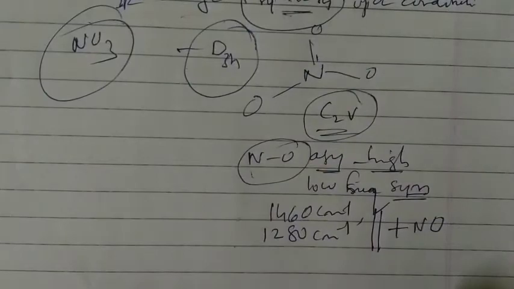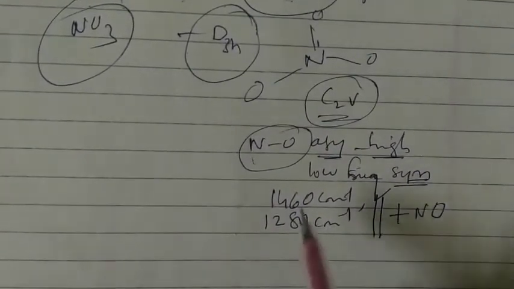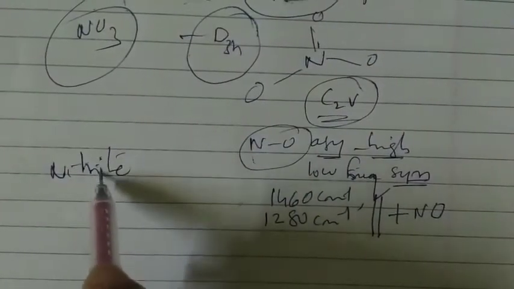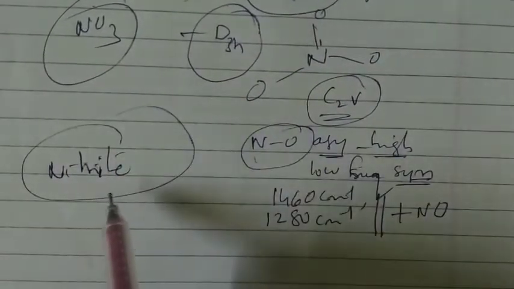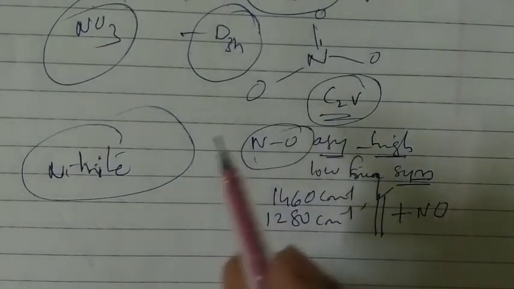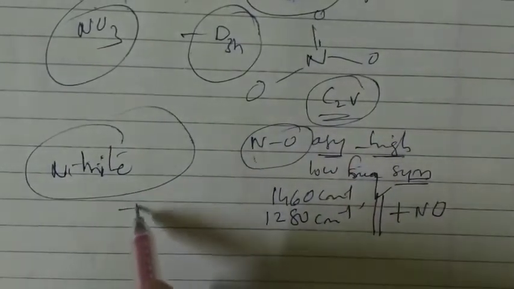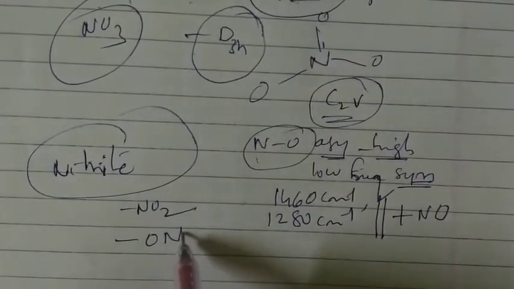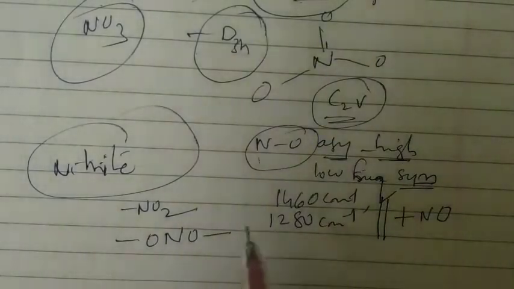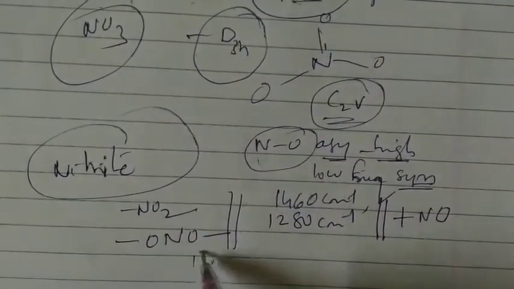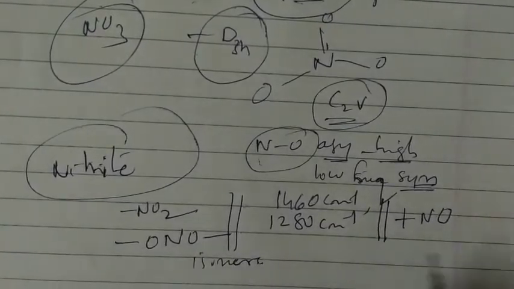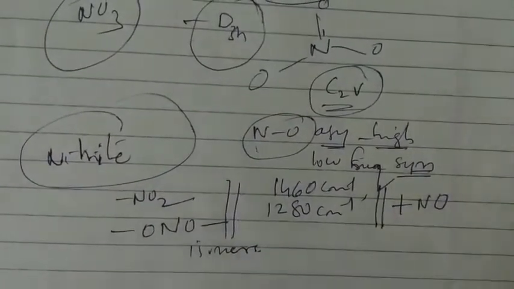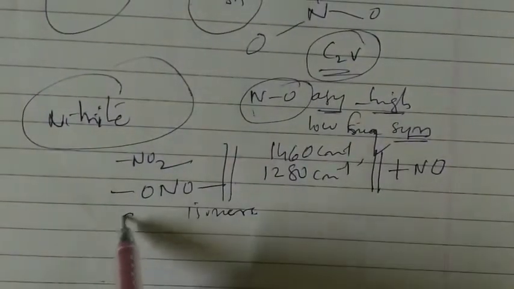And if you see the IR spectrum of the coordinated nitrite, now this is nitrite, and that was nitrate. The spectrum of coordinated nitrite is very much different from the nitrate. So it is NO2, ONO, like this. These both act as isomers, and the symmetry of the ions is totally different in the two cases.